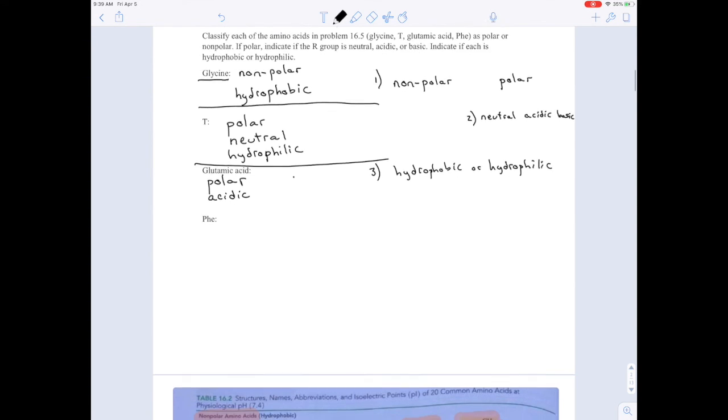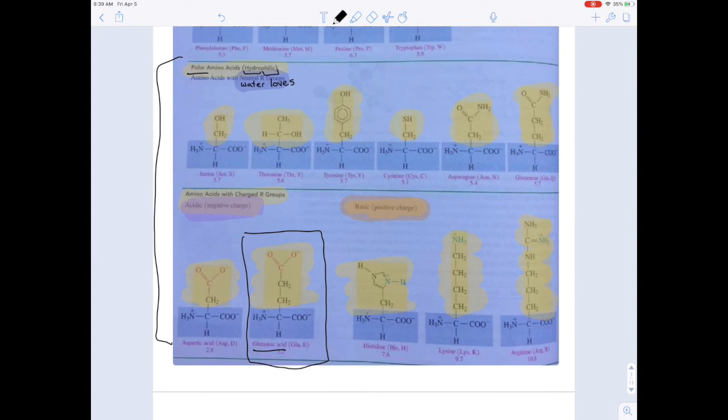And last but not least, we have to say whether it's hydrophobic or hydrophilic. Any of these R groups that are polar are like water, so they'll love water. They're hydrophilic.